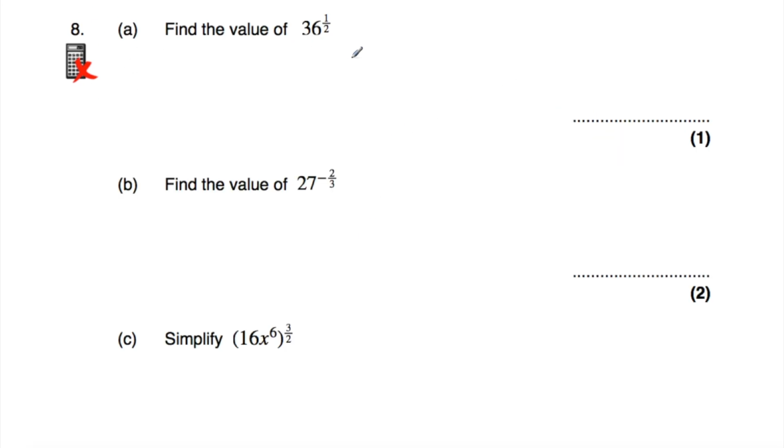Question number 8 is based on indices. We've been asked to work out 36 to the power of a half, 27 to the power of negative 2/3, and also to simplify 16x to the power of 6, all to the power of 3 over 2. In terms of these questions, if you watch 84 days to go, that video will go through indices, so it'll go through your fractional and negative indices and also simplifying things such as this. So that'll be a really useful video for you.